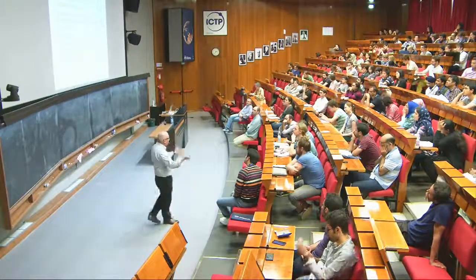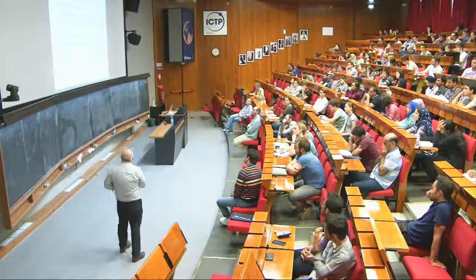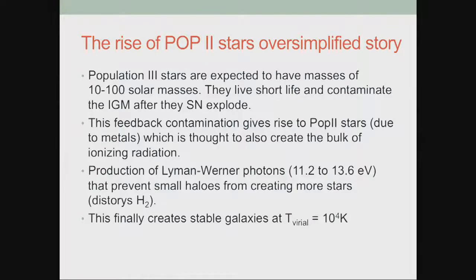Now the universe is full of metals, it's contaminated, all of that stuff. Why are they important? Do they ionize the universe by themselves? They are massive. In their life, they produce a lot of UV. Massive stars normally produce ultraviolet radiation. Then they explode, they contaminate the IGM, etc. But because of their short lifetime, nobody expects them to ionize the universe on their own. Their importance, we think, although there's some discussion, is the fact that they contaminate, and there's a feedback effect from them that contaminates the rest of the universe.